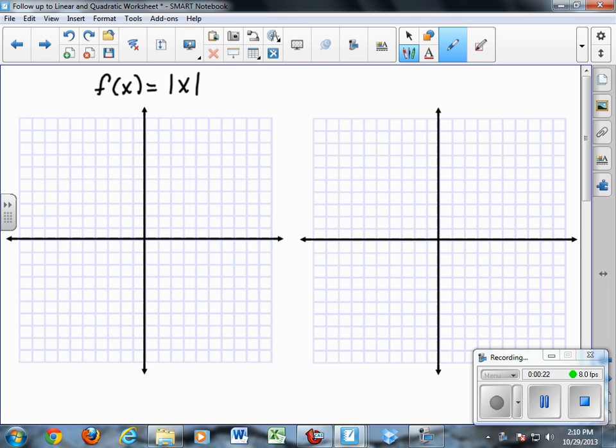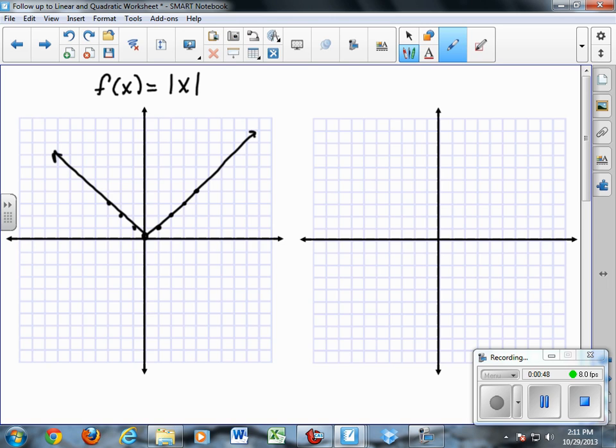Notice that we have the vertex at the origin, and we can put in the point 1 and get y is 1, and 2, 2, and 3, 3, and 4, 4. And if we put in negative values for x, we would have negative 1, 1, negative 2, 2, negative 3, 3, and so forth. And we get this V-shaped graph that has a slope of 1 on the right-hand side.